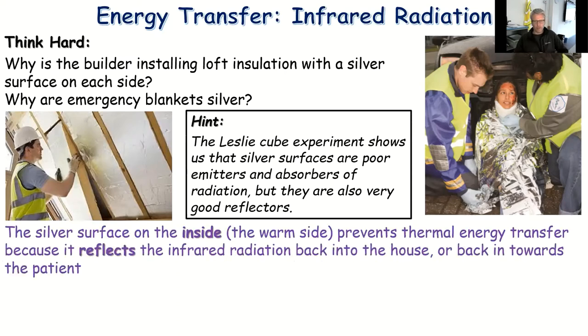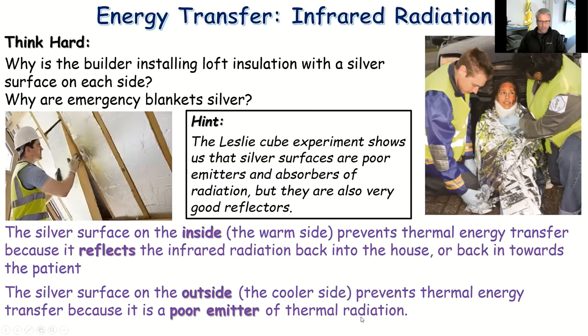Okay, so we've just seen that silver surfaces are poor emitters and absorbers of radiation. So the silver surface on the inside or the warm side of the insulation is important. And there's obviously the inside of the blanket is also silvered. And the reason is that it prevents thermal energy transfer because it reflects the infrared radiation back into the house. So the infrared radiation is being reflected back into the house or back into the person's body by the silver surface. So that prevents that energy being lost.